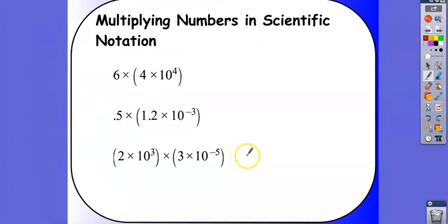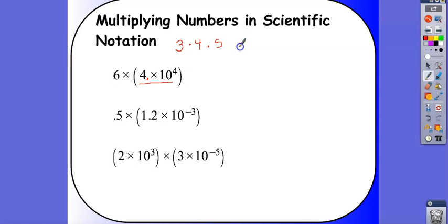Okay, let's talk about multiplying, and this really confuses some people. When you're multiplying, you're going to have to remember your multiplication properties. It says 6 times 4 times 10 to the 4th. This is in scientific notation. The decimal point would be right there. I'm not quite sure, but people really have a hard time with this one. But if I have 6 times 4 times 10 to the 4th, I want you to think of it like this. This is 3 times 4 times 5.